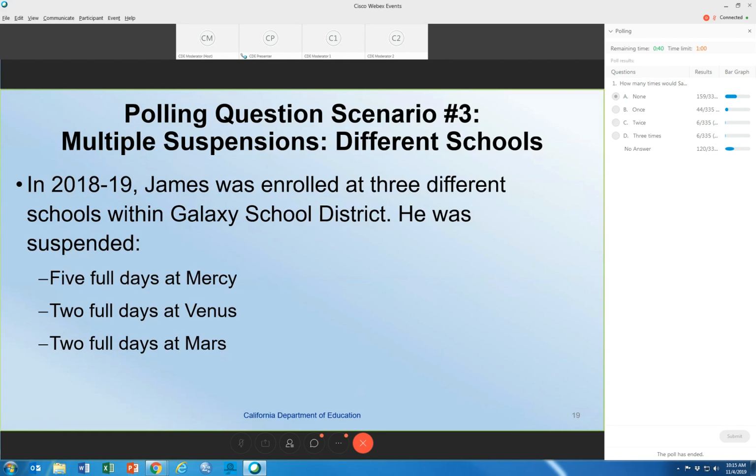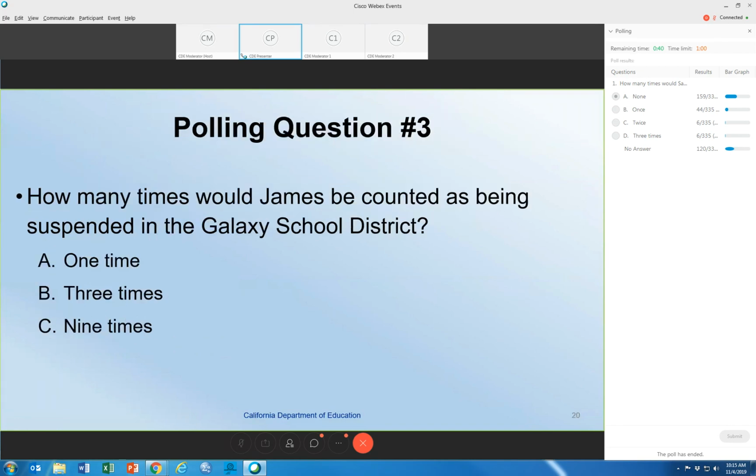Here we have another polling question for you, for multiple suspensions at different schools. In 2018-19, James was enrolled at 3 different schools within Galaxy School District. He was suspended 5 full days at Mercy, 2 full days at Venus, and 2 full days at Mars. How many times would James be counted as being suspended in the Galaxy School District? A, 1 time, B, 3 times, or C, 9 times? Your poll is open now.